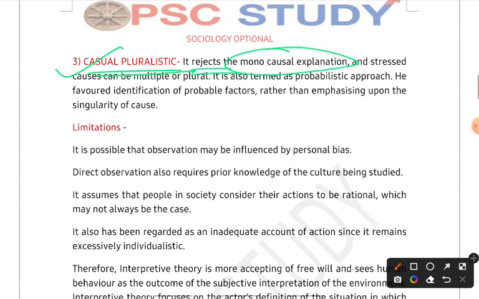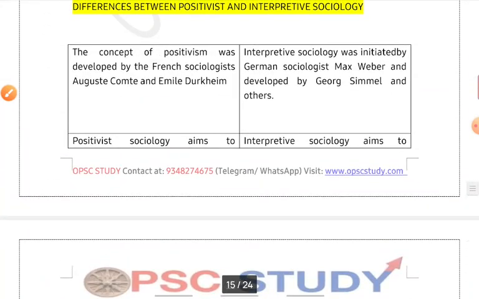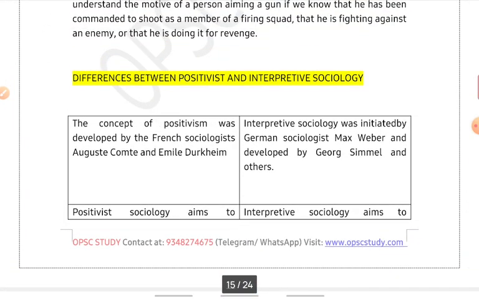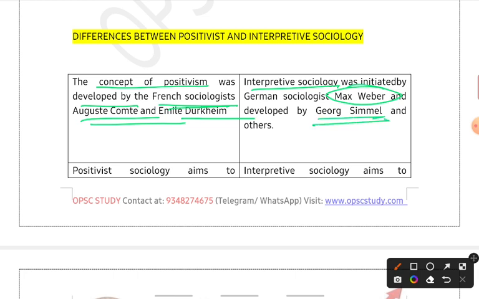He rejects that. Right. So how is it different from the approach that was prevalent at that time? First, the concept of positivism was developed by French sociologists like Auguste Comte and Emile Durkheim. Interpretative sociology had Max Weber as a major propounder. Georg Simmel was also one.